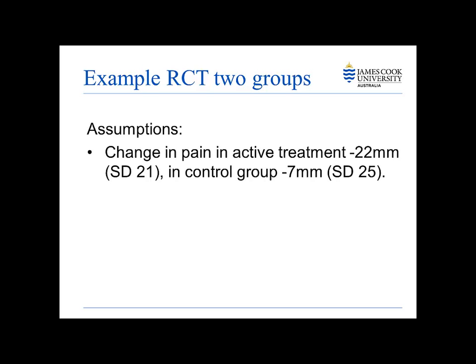So the assumption we make is that the change in pain in active treatment, the pain is reduced more in the active treatment group compared to the control group. And in each group we have a standard deviation, which is a measure of how the patients in each group spread out from the group mean.